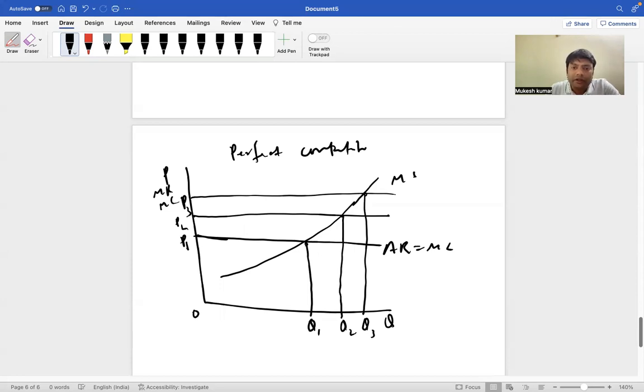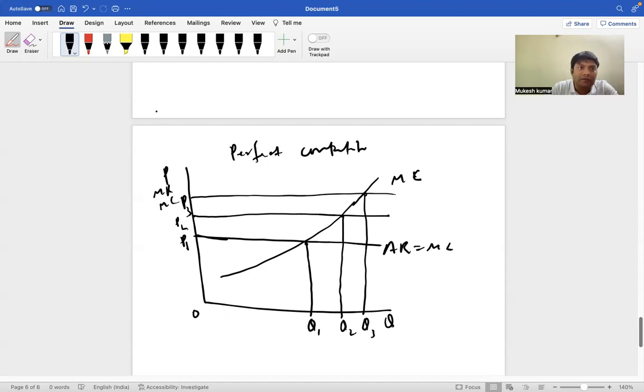Okay, so here, what is exactly the supply curve? The supply curve gives us the relationship between price and quantity supplied. At the price OP1 per unit, quantity supplied is OQ1. When price is OP2, quantity supplied is OQ2. When price is OP3, quantity supplied is OQ3, production of OQ3.